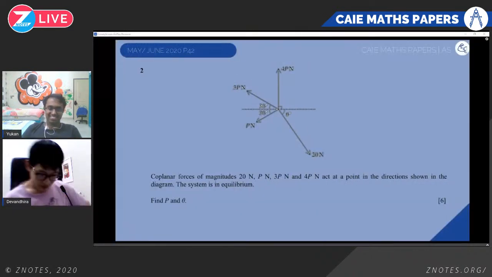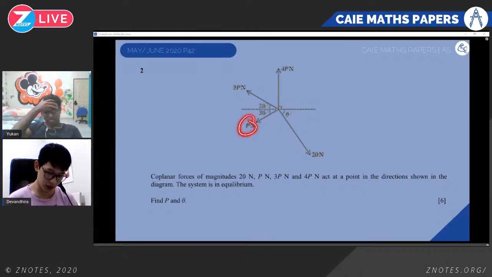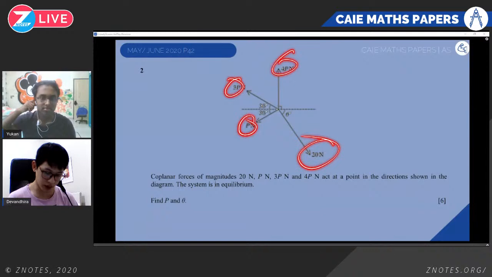Right. Next question. Forces. Coplanar forces of magnitude 20 Newton, P Newton, 3P Newton, and 4P Newton act at a point in the direction shown in the diagram. The system is in equilibrium. Find P and theta. So here's theta right here. This is P, 3P, 4P, 20 Newton.